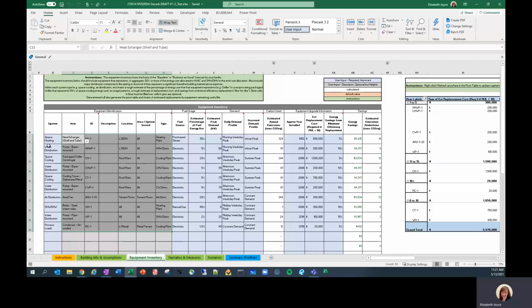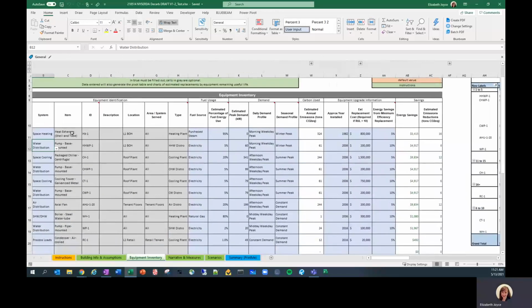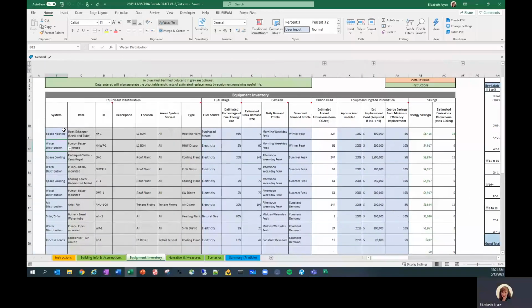Starting at the left side of the table and zooming in, this is where you'll enter identifying information about your equipment, the system that it serves, whether that's space heating or air conditioning or water distribution. Metadata such as what the equipment is, its ID or its equipment tag, its location and service area, and the type of system that it is.